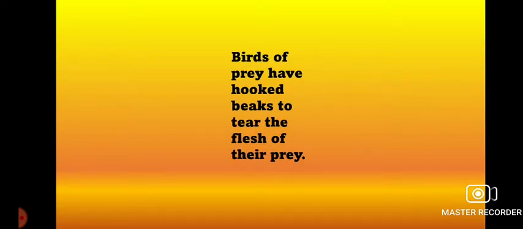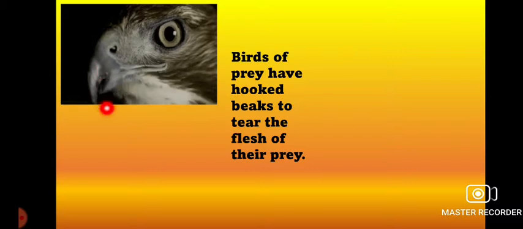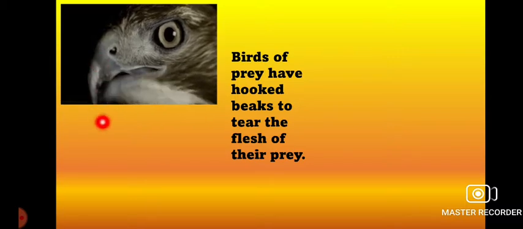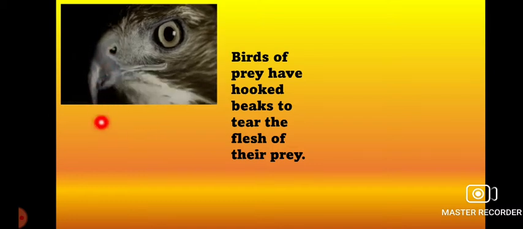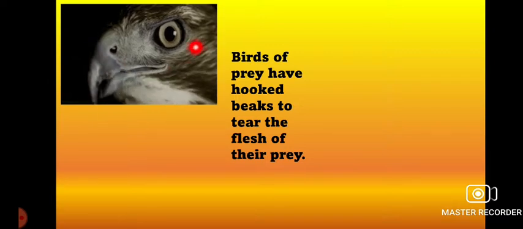Now we can talk about the birds which are predators. They have a hooked beak to tear the flesh of their prey. Prey means those which they are going to hunt. If you can see the picture of these birds, the beak is typically claw-like. That means it is a sharp-edged, knife-like structure which helps these birds to tear the flesh.